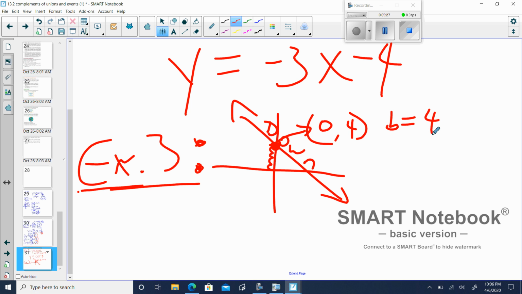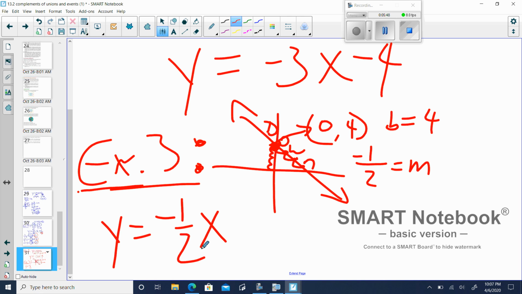Now, what is our slope? So if we drop down 1, we go over 2. If we drop down another one, we go over 2. Drop down 1, go over 2. So we're dropping 1 and going over 2. So we're rising -1, running 2. So our slope is -1/2, guys. y equals -1/2 x plus 4.